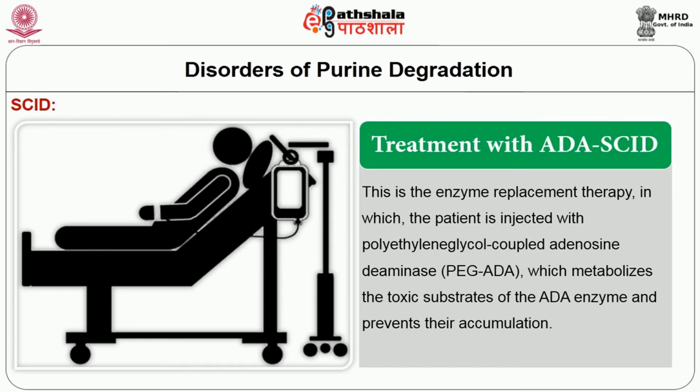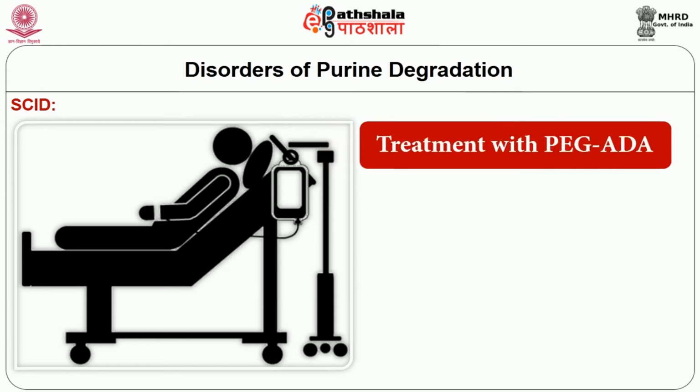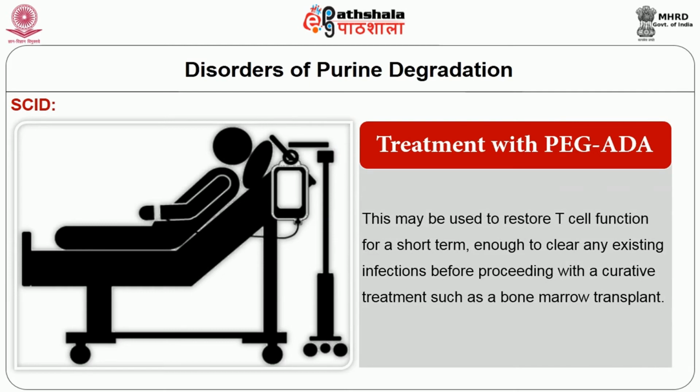Enzyme replacement therapy is done wherein the patient is injected with polyethylene glycol coupled adenosine deaminase, which is abbreviated as PEG-ADA. This metabolizes the toxic substrates of ADA enzyme and prevents their accumulation. Treatment with PEG-ADA may be used to restore T cell function for a short term, enough to clear up any existing infections before proceeding with a curative treatment like bone marrow transplant.